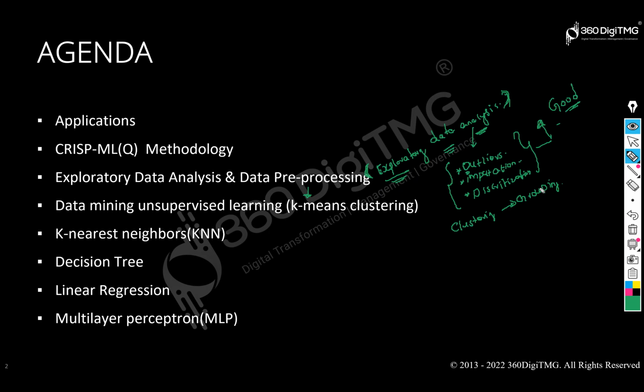So heterogeneous data should be converted into homogeneous data. Homogeneous means separate groups, same groups. Heterogeneous means all mixture. Okay, that is what we will do in k-means clustering. This k-means clustering is unsupervised.